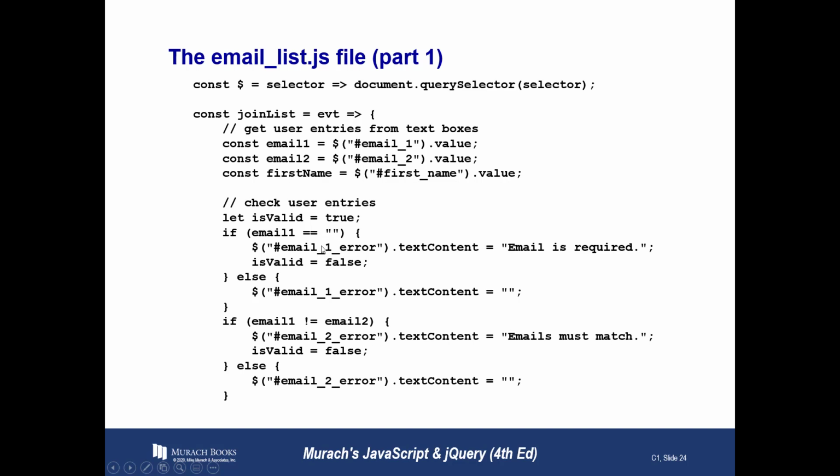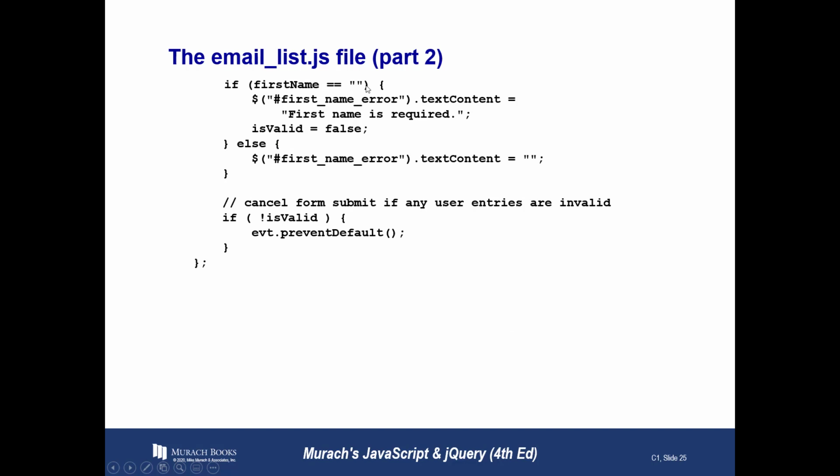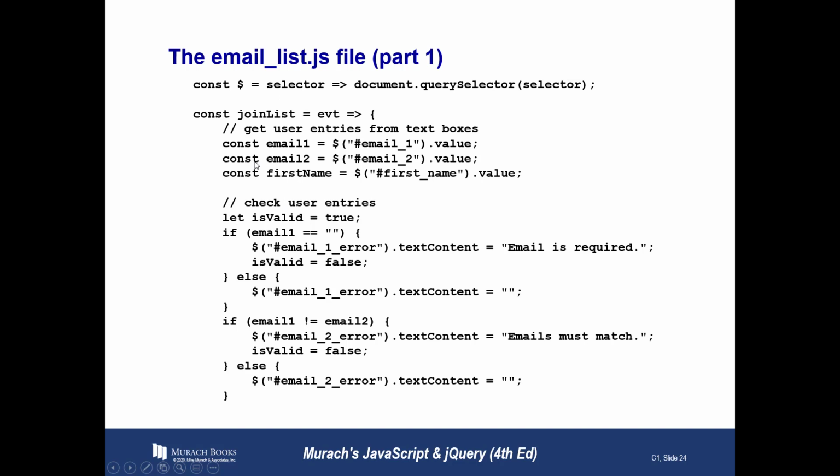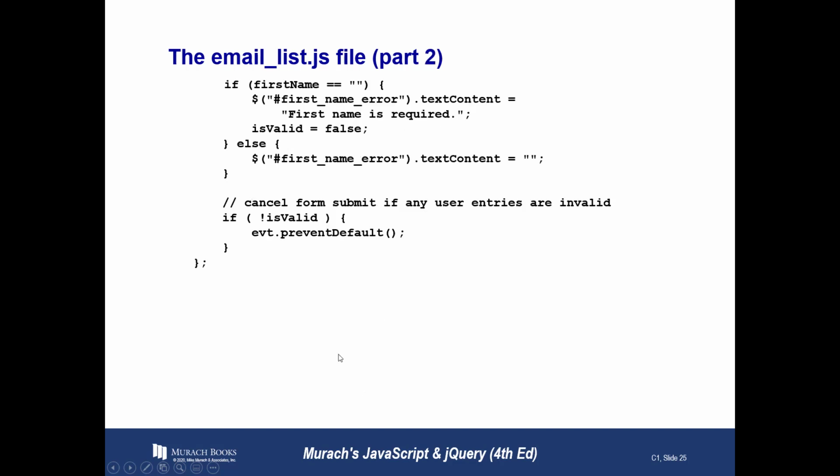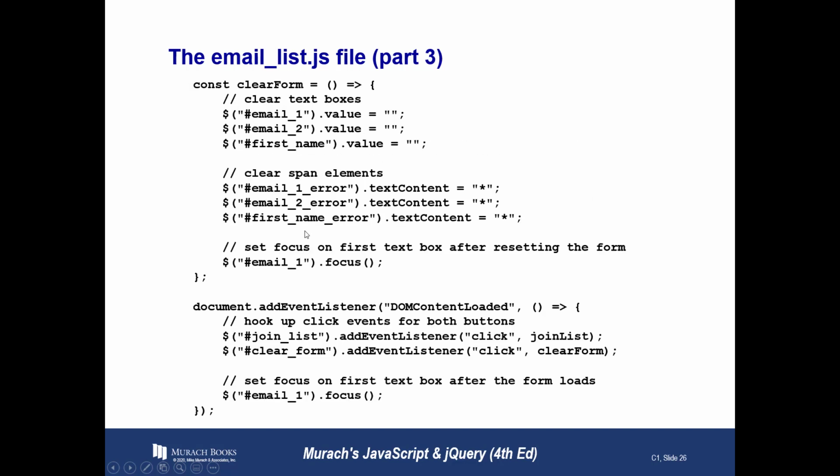But you'll notice rather than checking to see if it's blank, we check to see if it matches email 1. Then we check the first name. And again, we're checking to see if it's blank. If we get down to the bottom here, now at the beginning, we set is valid to true. But if we left the email out, it's now false. Or if the emails don't match, it's now false. Or if the first name is left off, it's now false. If any of those happen, this is a shortcut for saying if is valid equal false, we do a prevent default, which means don't do anything.